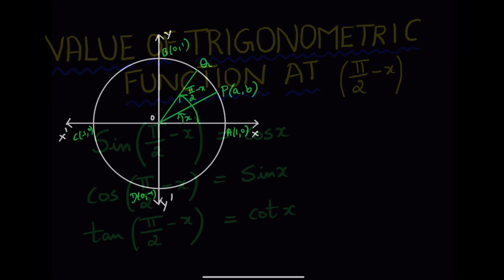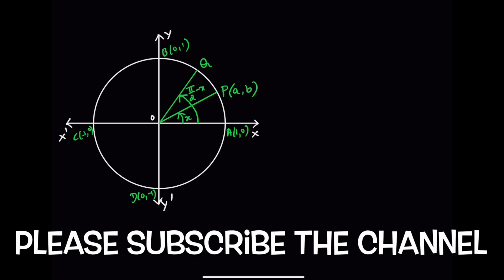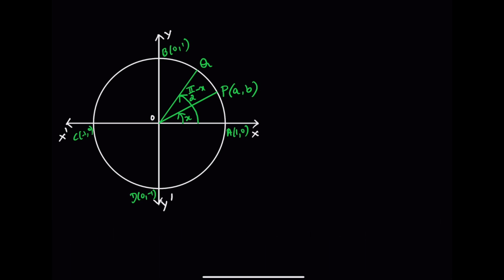Let's get started. Let's consider a unit circle and let P be a point on this circle which creates an angle of x. Let Q be another point on the circle which creates an angle of pi by 2 minus x. Now we will extend P perpendicular to the x-axis, and this is point M. Then we will extend Q perpendicular to the x-axis, and this is point N.